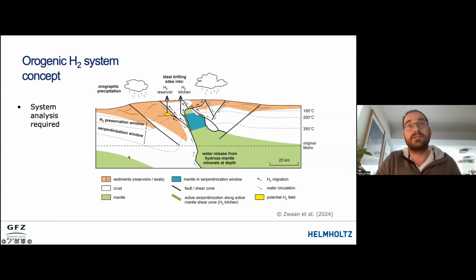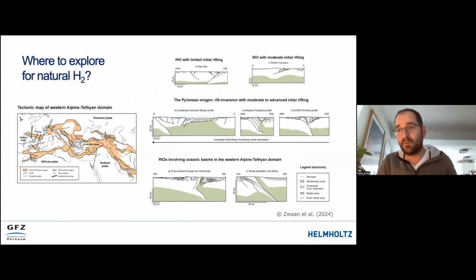So this would be an orogenic hydrogen system concept in which we have sediments that can produce the reservoirs. There can be also seals in there. We have our kitchen, if you want, where the hydrogen is being produced. We have faults that can allow migration of hydrogen to these fields, and then potentially we can drill this. And this is something that we need to develop in, for instance, the Pyrenees. People are thinking about this, but it's very important to consider the whole system, the whole hydrogen system, if you want. And then we can think about where to explore.